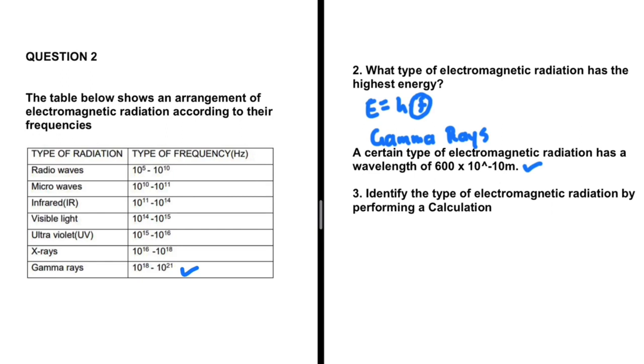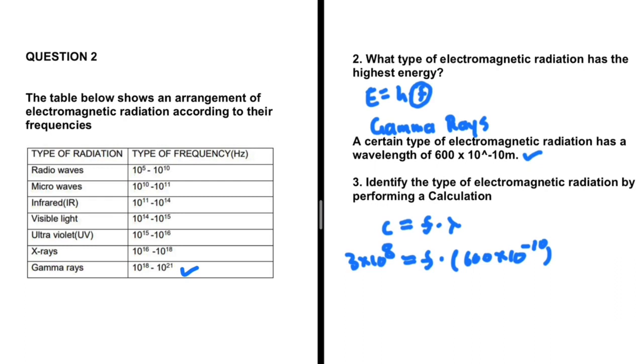We know that speed, denoted by C in electromagnetic waves, is equal to the frequency multiplied by the wavelength. So C, the speed of light, is 3 times 10 to the power 8. Don't forget, the speed of all electromagnetic waves is always 3 times 10 to the power 8 meters per second. The frequency is what we are interested in, and the wavelength we have is 600 times 10 to the minus 10 meters.